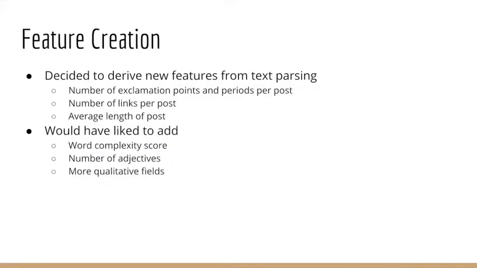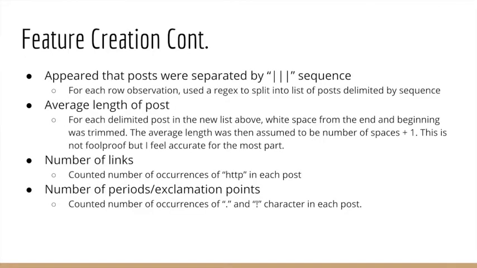So I derived new features from my text parsing: the number of exclamation points and periods per post, the number of links per post, and the average length of each post. I thought that these outlined social or personality indicators in people, and that they would be good features to start a simple analysis on. I would have liked to add something a little more qualitative, like a word complexity score and number of adjectives, but I couldn't get the API to work in time.